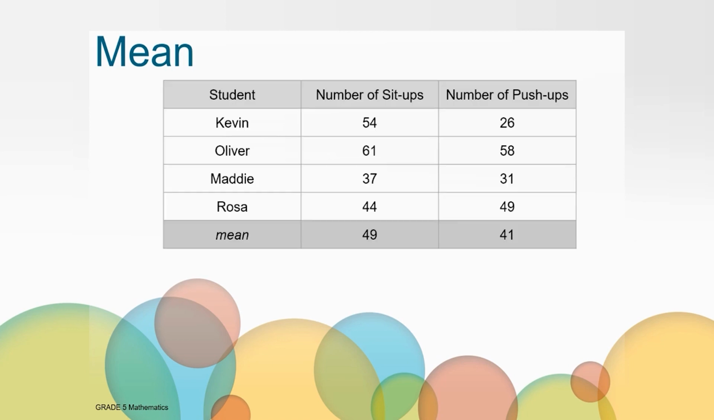So what does that tell us about these 4 athletes? Overall, the average number or the mean of sit-ups was higher than the mean or the average number of push-ups. Does that mean that every athlete did better with their sit-ups than with their push-ups?